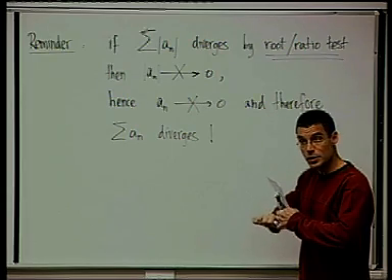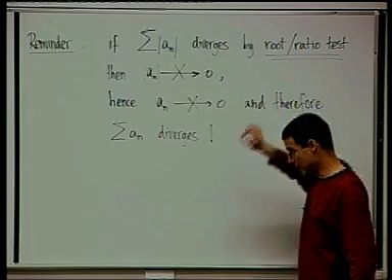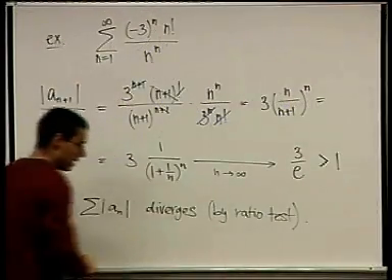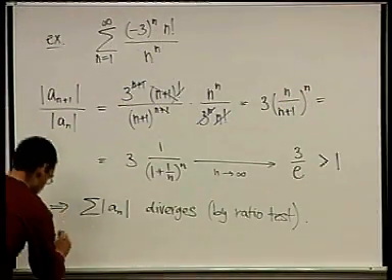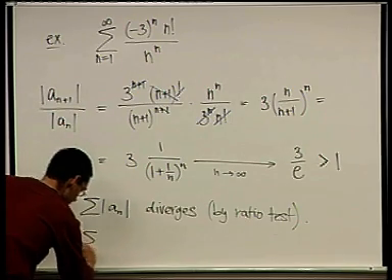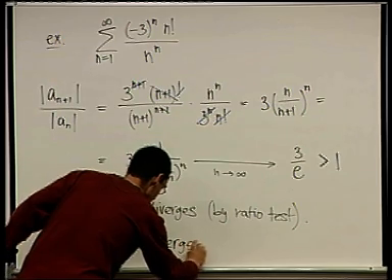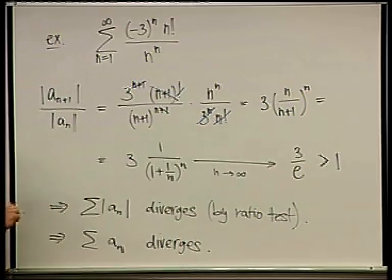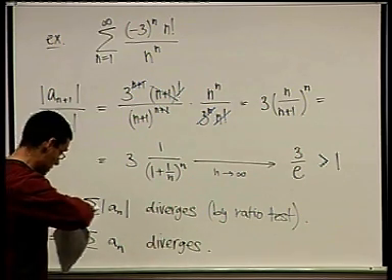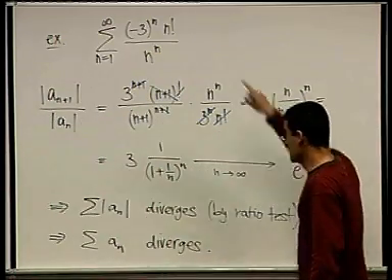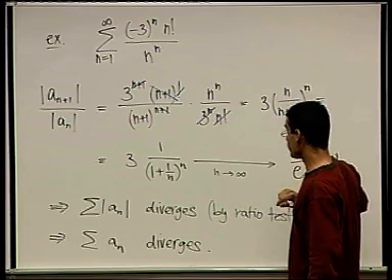Clear? So back to our example, we found out that this diverges by the ratio test, and therefore this diverges as well, because of the previous argument. Okay? And I want to just say one little detail here. This is an interesting example.